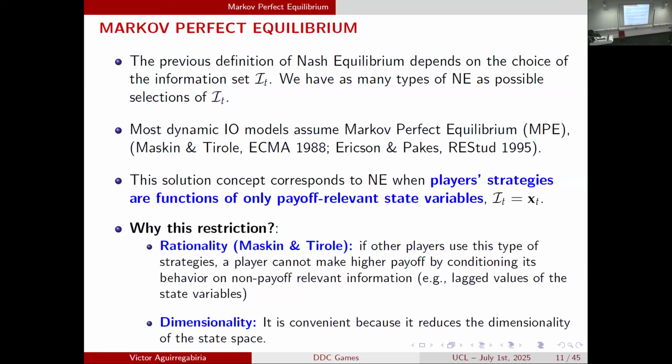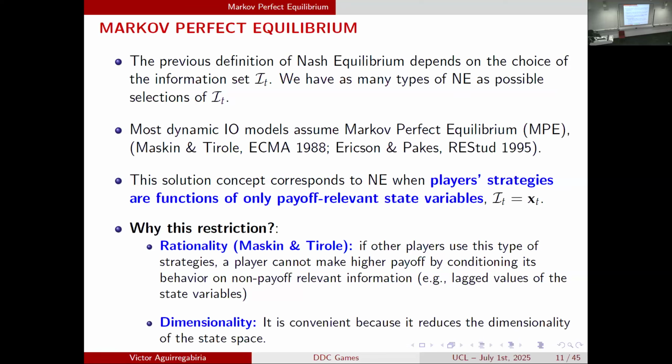Okay? And this is this rational type of justification. Basically, you can think that Markov perfect equilibrium is an equilibrium within this meta game that includes basically the choice of information that you want to use. The other, and perhaps very important, as I have mentioned today, it reduces substantially the dimension of the state space. Okay, it comes with a cost.